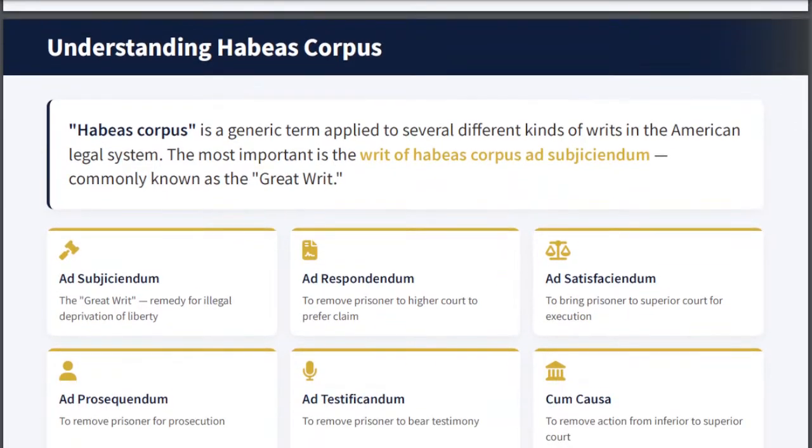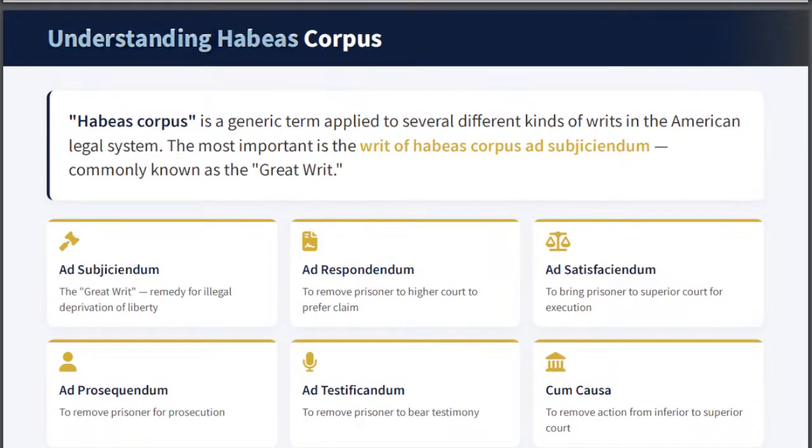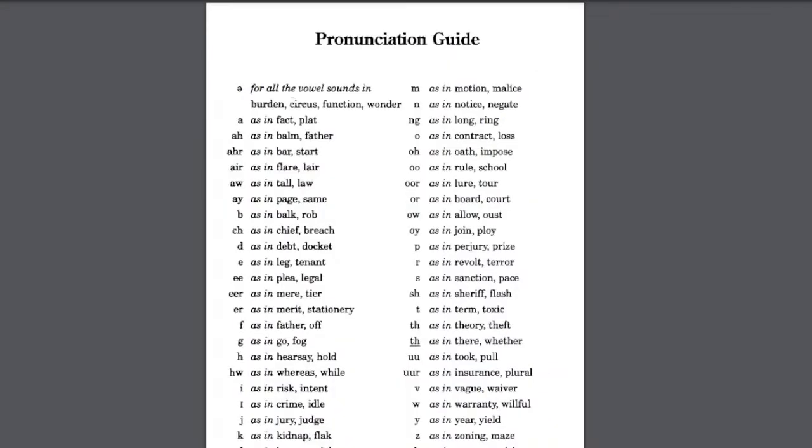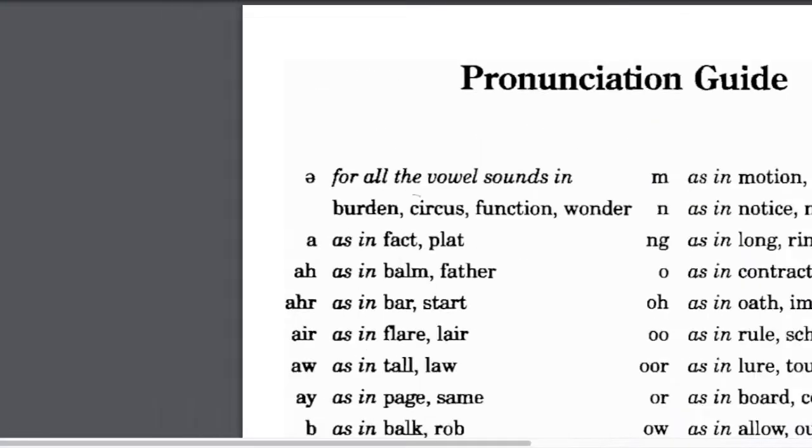All right, we're on to understanding the habeas corpus. Habeas corpus is a generic term applied to several different kinds of writs in the American legal system. The most important is the writ of habeas corpus ad subjiciendum, commonly known as the Great Writ. Well, you know what this means. We have to definitely take an excursion over to Black's Law and figure out what that word means, because I didn't see it explained in the American Jurisprudence. So let's get right to it.